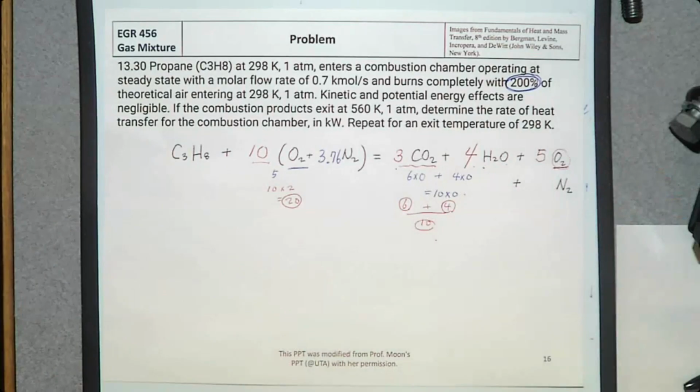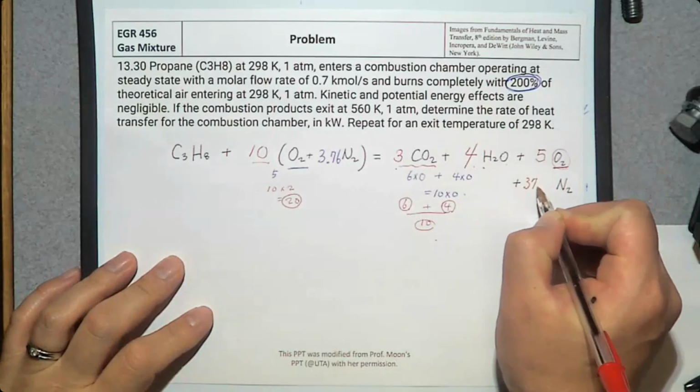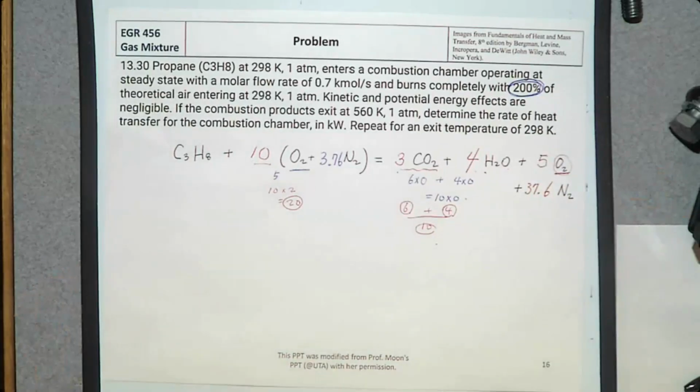What about nitrogen? 10 times 3.76, that is 37.6. That's how we determine the balanced reaction equation.